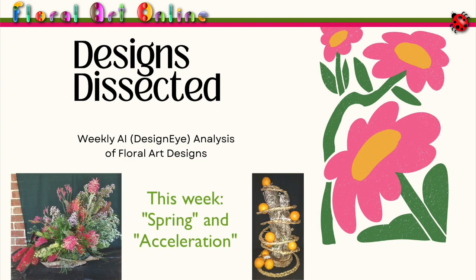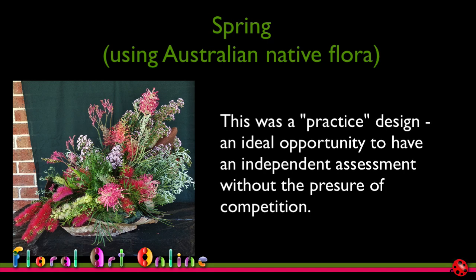Each week I submit a design that I have completed at some previous point in history to our AI, DesignEye, for an analysis of that design and some suggestions on how it could be improved. And you can read about the particular design and its construction. There's a link at the end of each of the sections. But this particular series is about what the AI says when it analyses the design against the principles and elements of design. So this week our designs are Spring, using Australian native flora, and another one called Acceleration, which was an international competition one. Let's look at Spring first of all.